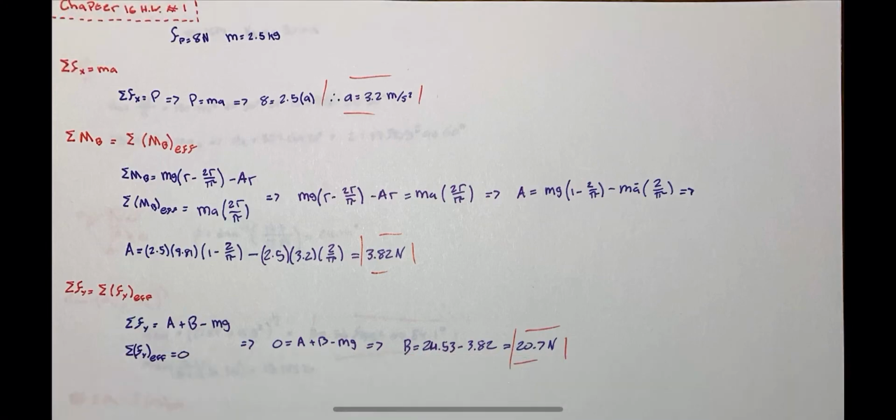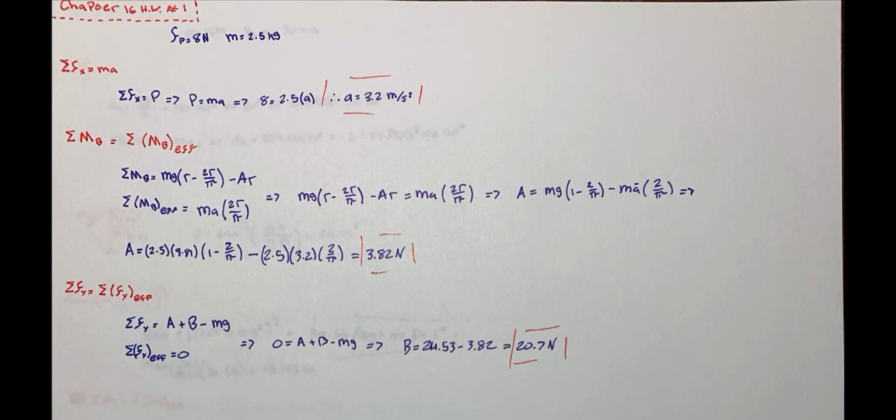Okay, so this is just chapter 16 homework and number 1, where we have the motion of a 2.5 kilogram rod with an applied force of 8 newtons, and we're supposed to find the acceleration of the rod and the reactions at A and B. So to find the acceleration, we could just equate the forces in the x direction and then solve for the acceleration, which is 3.2 meters per second.